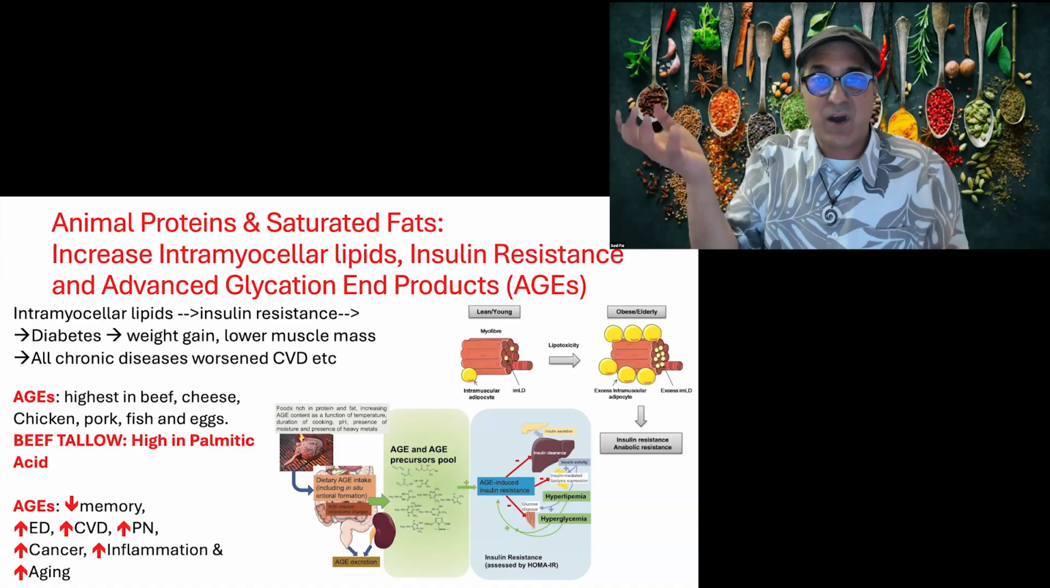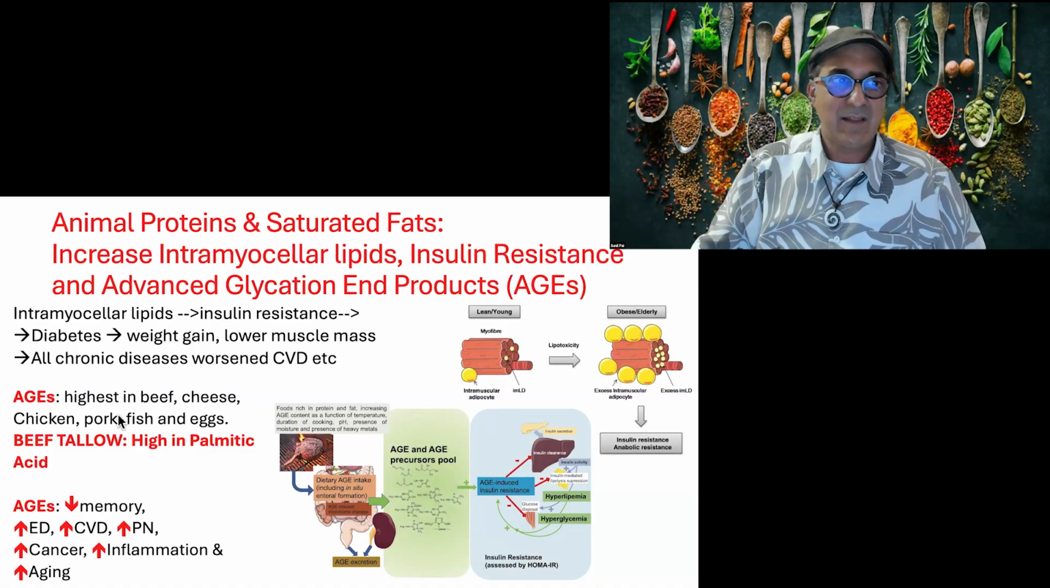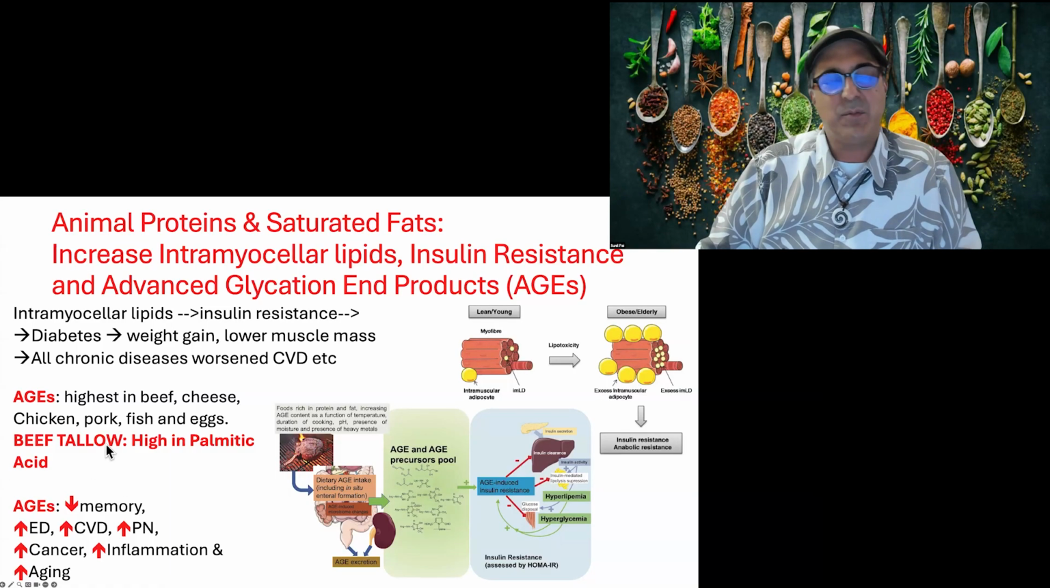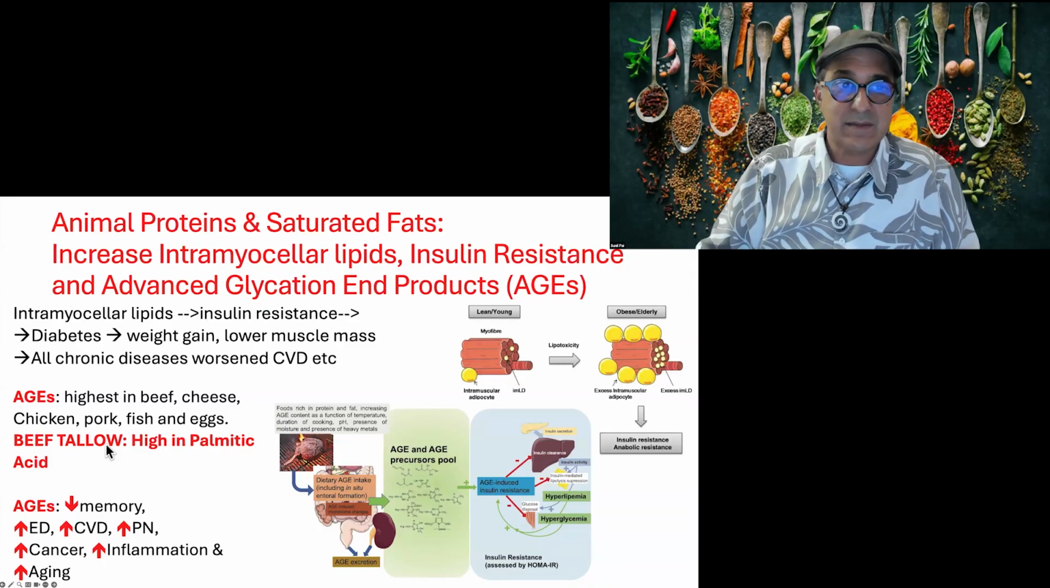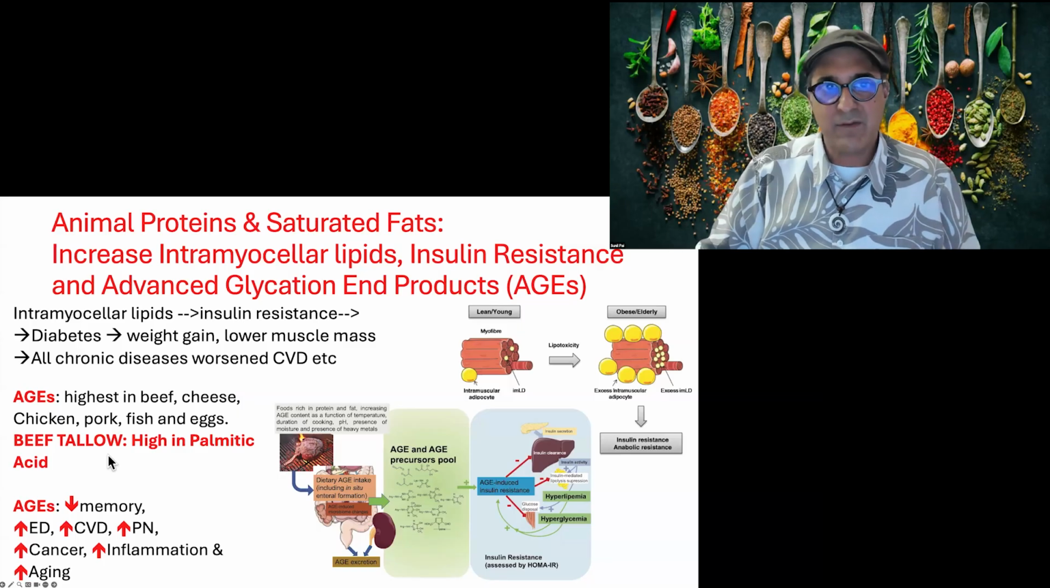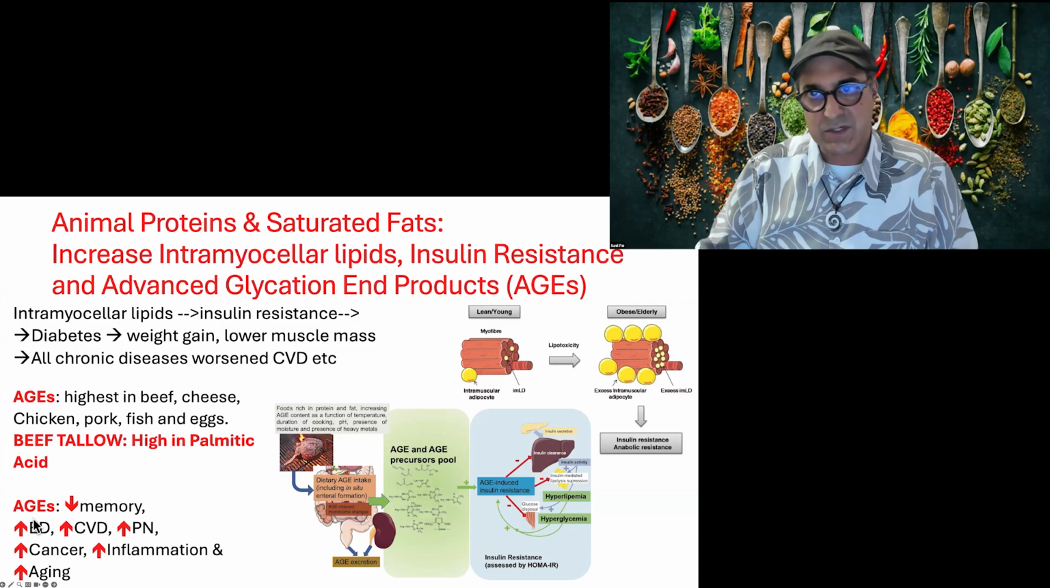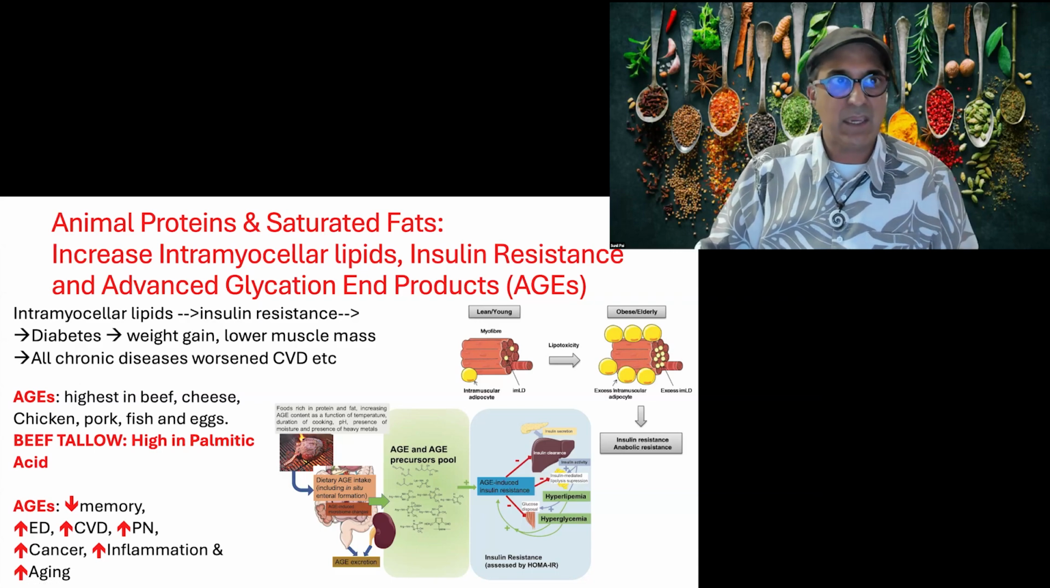But in terms of what is causing my risk of other diseases, a lot of people think that, oh, since this is coming from the animal, that is somehow safer, but it's not. Okay, advanced glycation end products: the higher you eat of those, in all the studies, decreased memory, increased erectile dysfunction. So for all the men who are listening, if you have ED, you're eating too much, right? Heart disease, peripheral neuropathy, cancer, inflammation, aging. Again, you want to decrease these things.